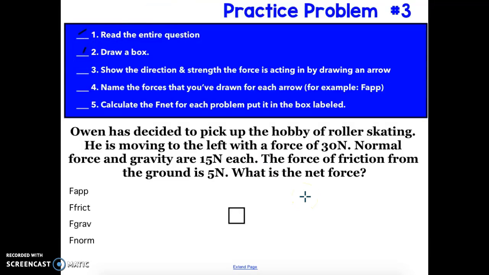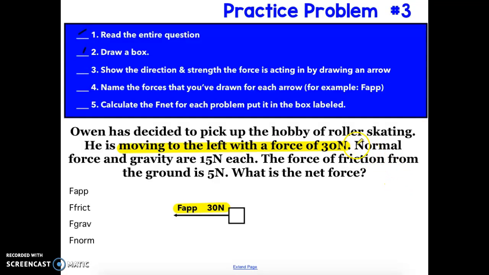Okay, so now I need to label and draw all of the vectors. So I'm just going to start, I'm going to highlight as I go. So I'm going to start here, moving to the left with a force of 30 newtons. So I'm going to draw my vector to the left. And then now I need to label it. So if he's just roller skating and he's moving along, that is going to be applied force. So I'm going to go ahead and label that F app. And then it says 30 newtons, so I'm going to make sure I label that 30 newtons. Okay, so I'm just going to highlight this so that you can see what each part's going with.